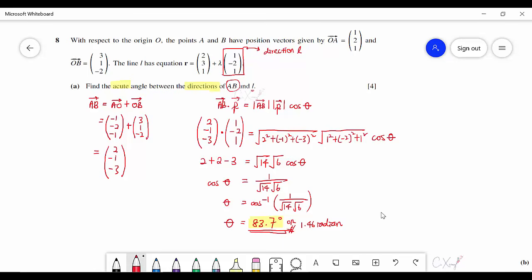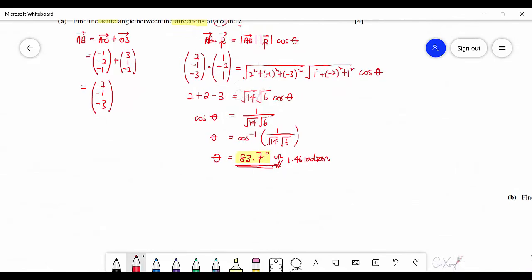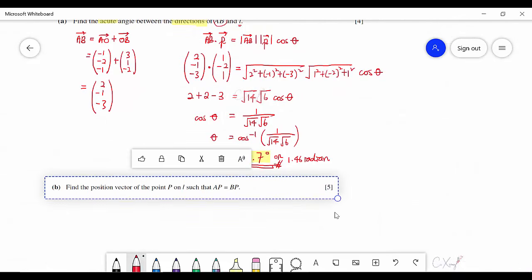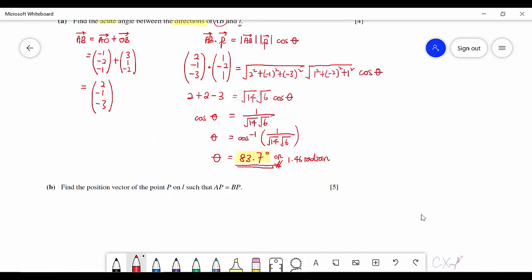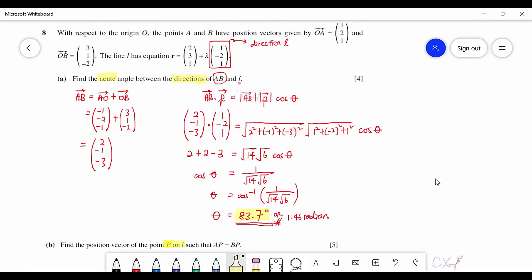Then now we continue further for part number B. For part B, they want you to find the position vector of point P on L such that AP equals BP. Since they mentioned that P is on the line L, and we have the line L in the question, so this is the line L. When we substitute a value into the lambda here in the line L, you will get a point on the line.